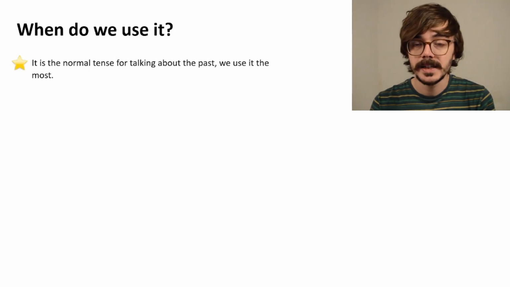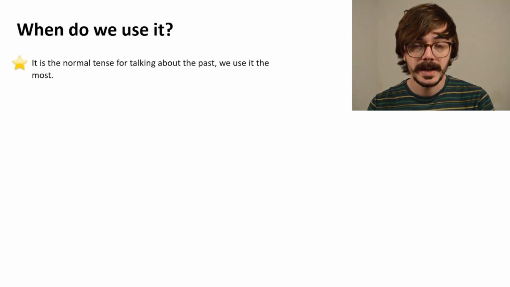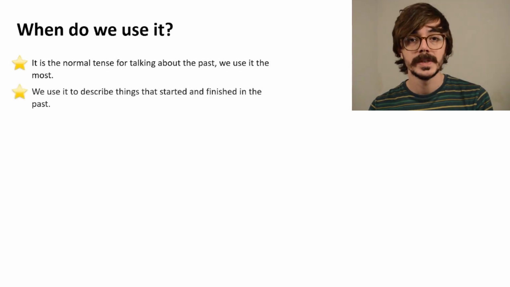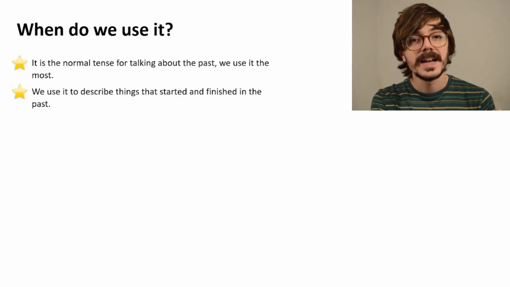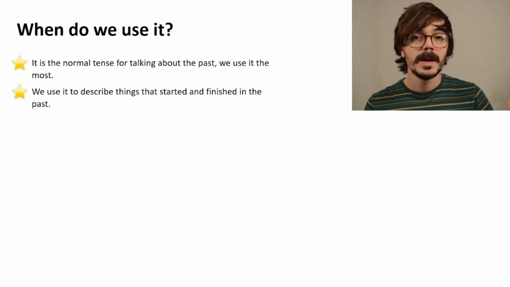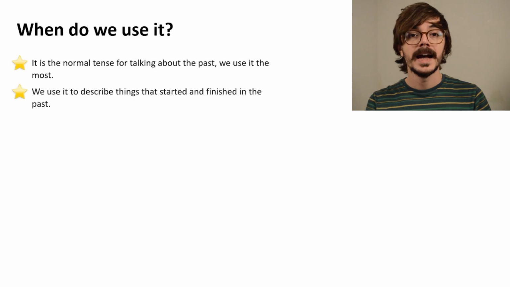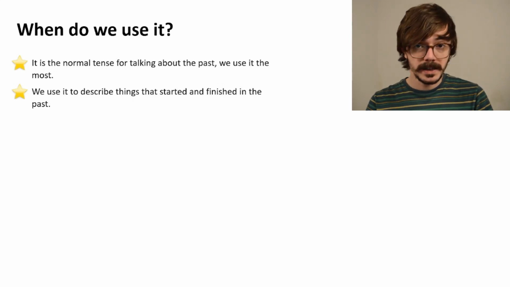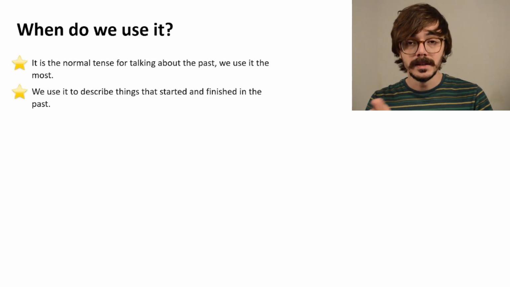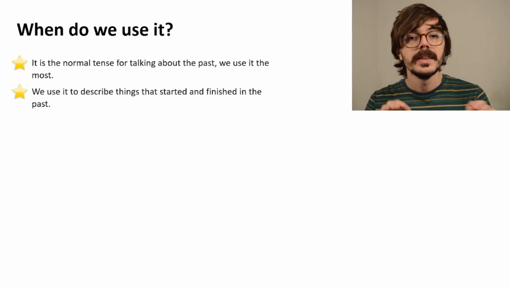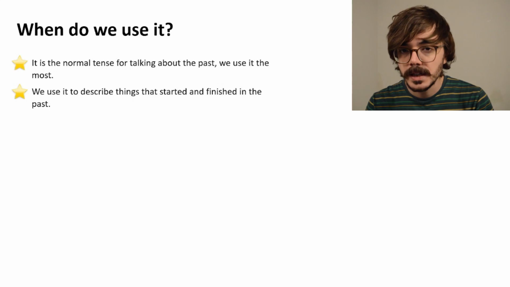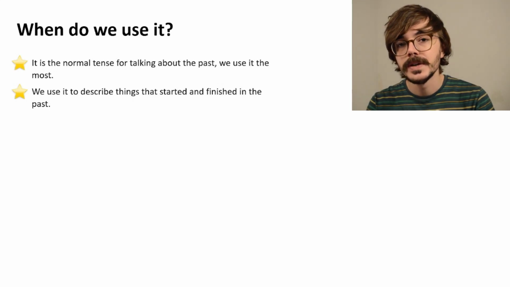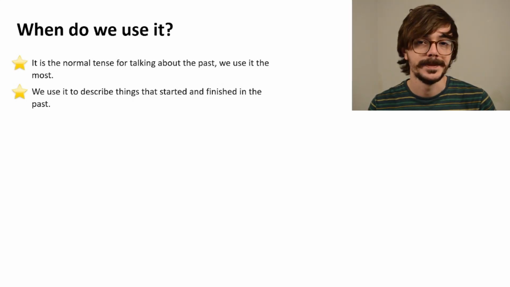Importantly, as I said, we use it to talk about things that happened in the past, but another important thing to know is we use it to talk about things that finished in the past. So maybe something started and it finished, then we can use the past simple. If it started in the past but it's still continuing now, then we probably won't be using the past simple, and we'll use the present perfect instead.